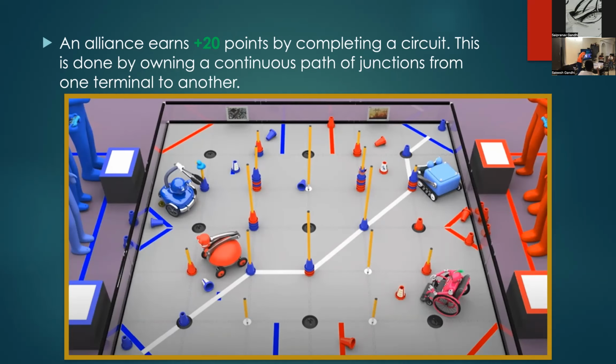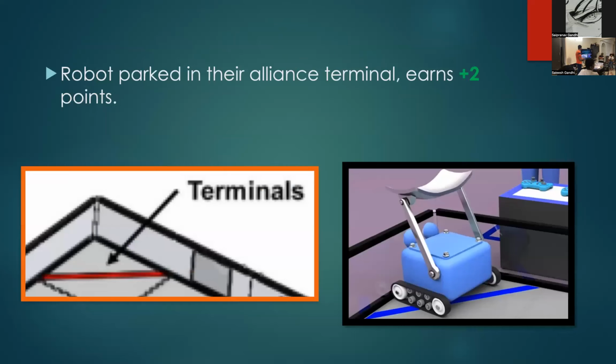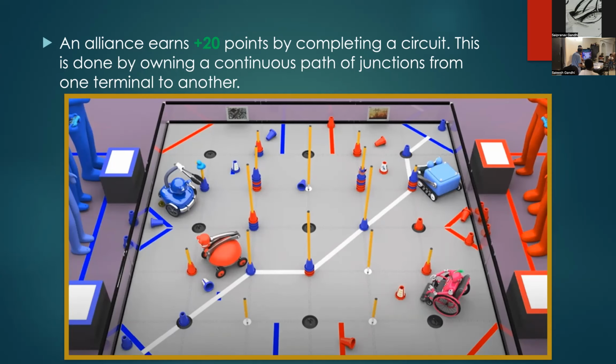If they disturb your ground junction, they will have a penalty. Yeah, the low, middle, high junctions, they can take over it and then we lose certain points. But I have a ground junction question here.